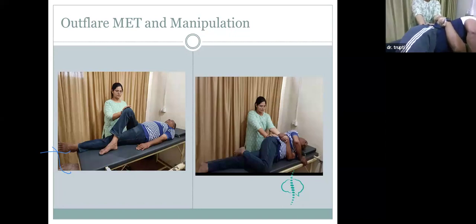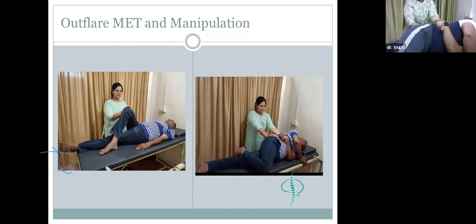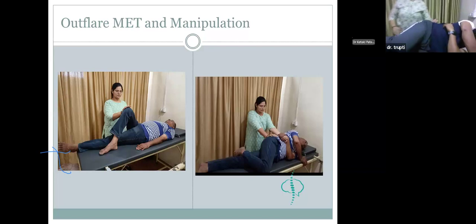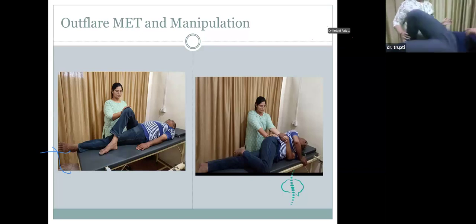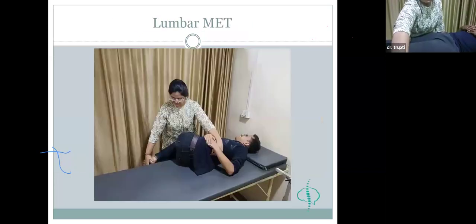Take a deep breath in, breathe out, breathe in, breathe out. So this is the way we are going to thrust it anteriorly. Straight. This was MET and manipulation for outflare. Next one is for lumbar.